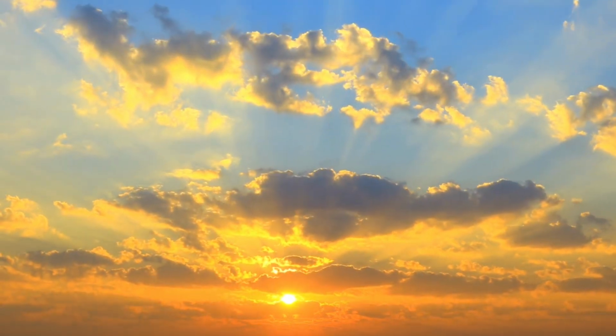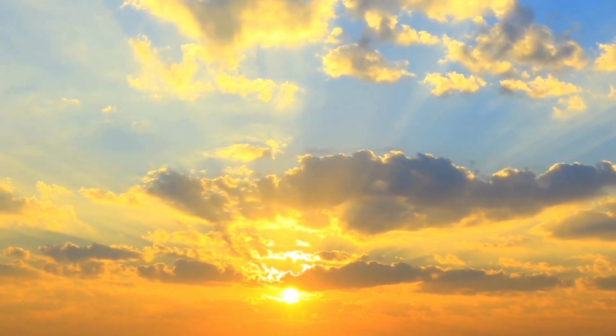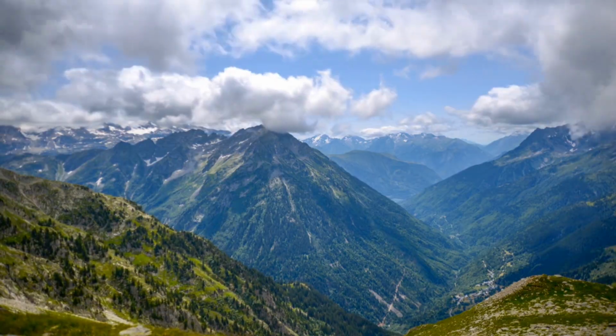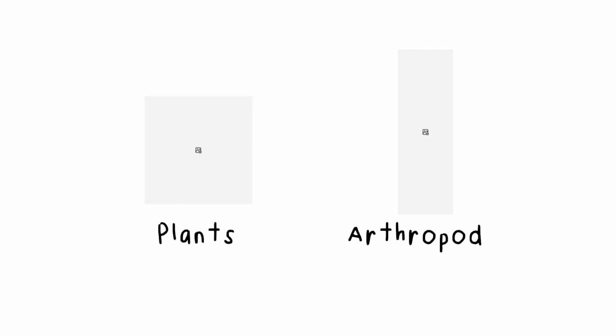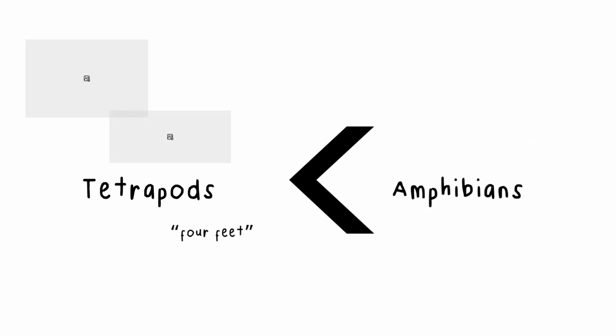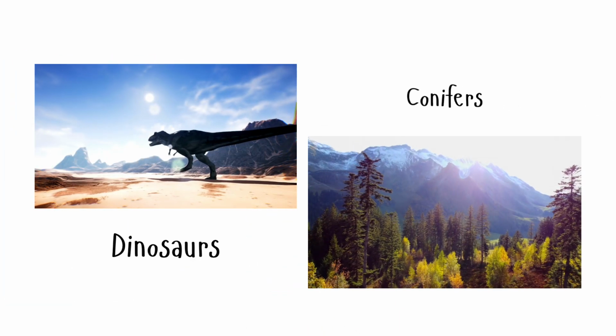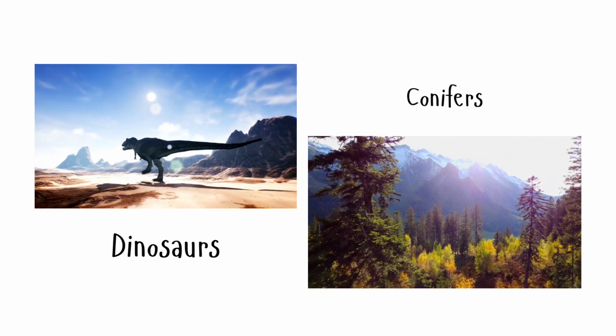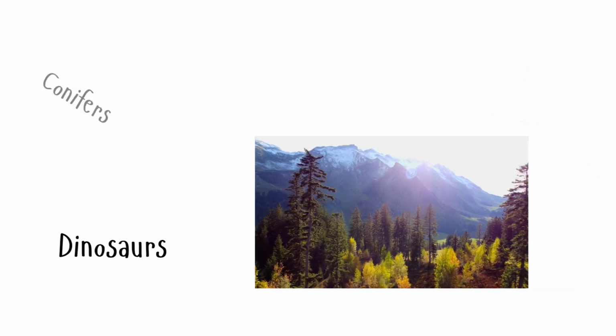Life on Earth has experienced significant changes throughout the Phanerozoic era. This period saw the emergence of various animal phyla during the Cambrian explosion, followed by the colonization of land by plants and arthropods. Tetrapods were initially dominated by amphibians until they lost their habitat, and reptiles took over. Dinosaurs and conifers dominated the land during the Mesozoic era, and flowering plants emerged during the Cretaceous.